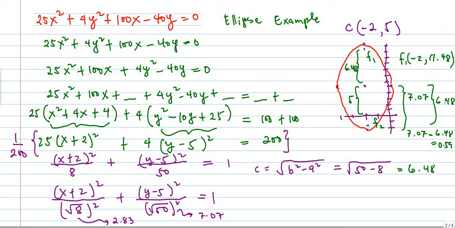Mali ang sa drawing ko, kasi nasa 1 point something siya. Tama ba to? 7.07. So 5 meron 2 hanggang 2. Minus 6.48. Yung 6 mali ako sa 0.59. Yan yung distance nito from vertex to focus.